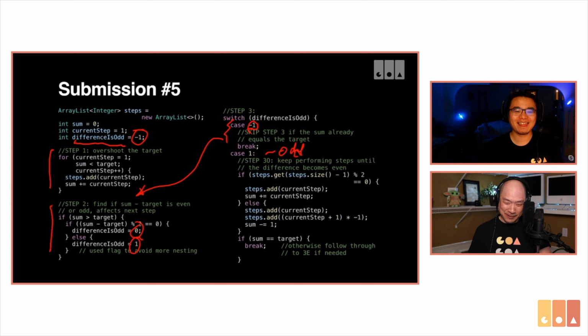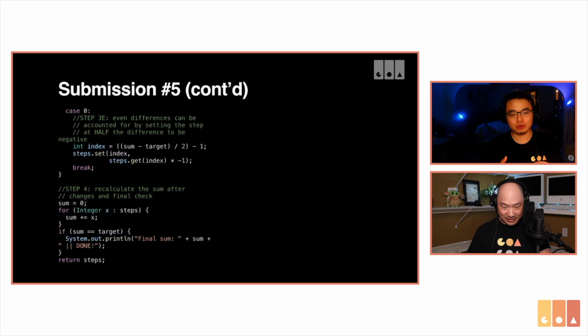So case 1 checks if the difference is odd. And if it is odd, then we continue adding steps until we get to even. And then if we can hit the target as a result of all the shifting, then we can simply break out and return. Okay. And if it doesn't, then we fall through to case 0. Yeah, this is the even case.